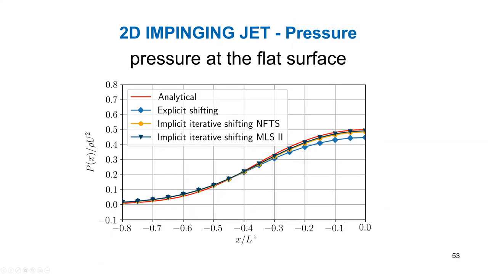Okay, for this test case, there is also an analytical solution for the pressure at the boundary, so the pressure at the plate. And this confirms that the implicit iterative particle shifting is able to produce more accurate results also in terms of pressure at the plate.